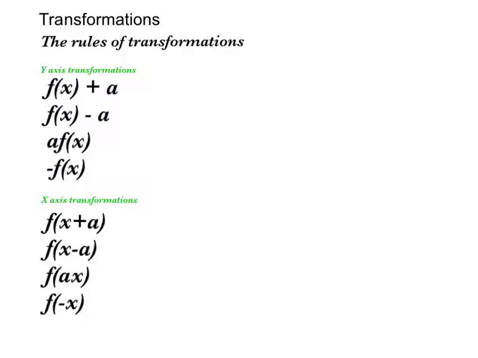Right, so you see, these are called outside transformations because we have our a outside this f of x. The x-axis transformations, you can see that a is within, all these things are within the brackets, so within the f of x. Okay, so let's start defining what these things actually mean in reality and how we could write them down and how they're going to help us.